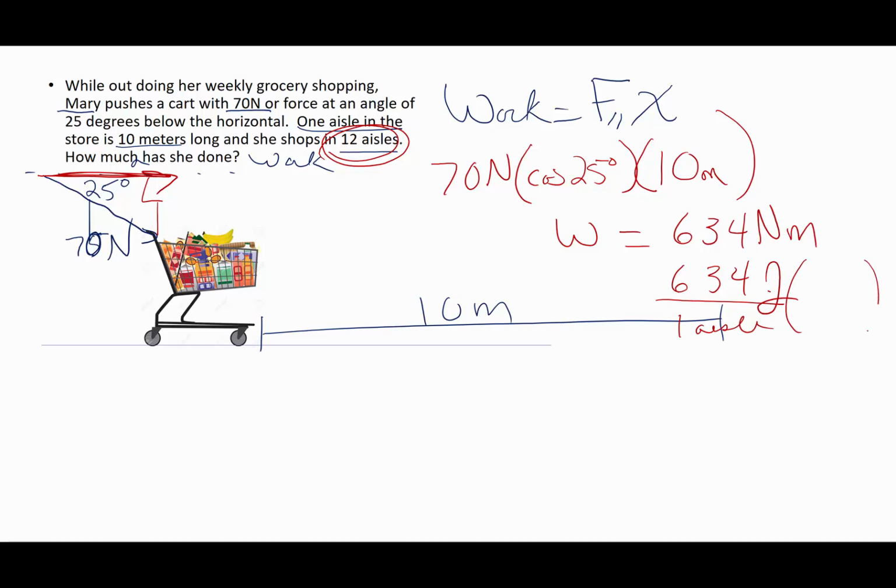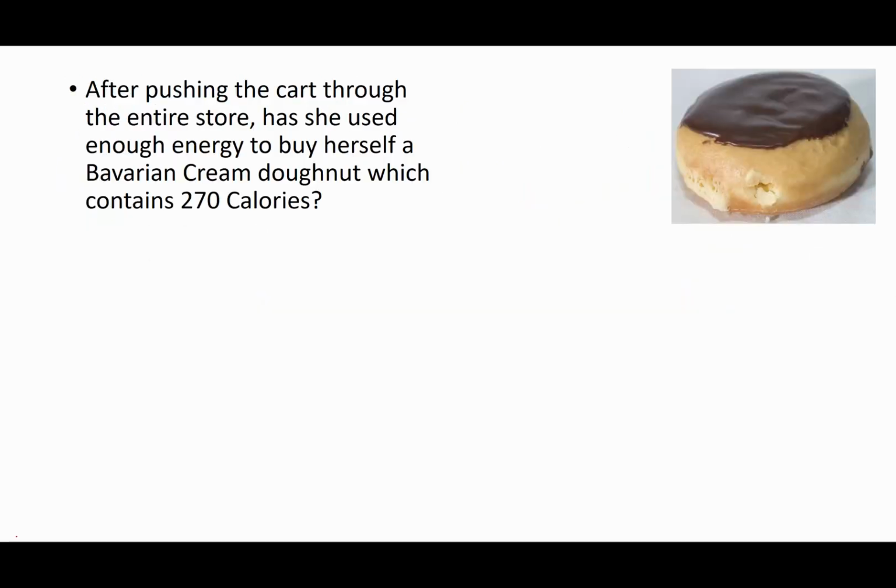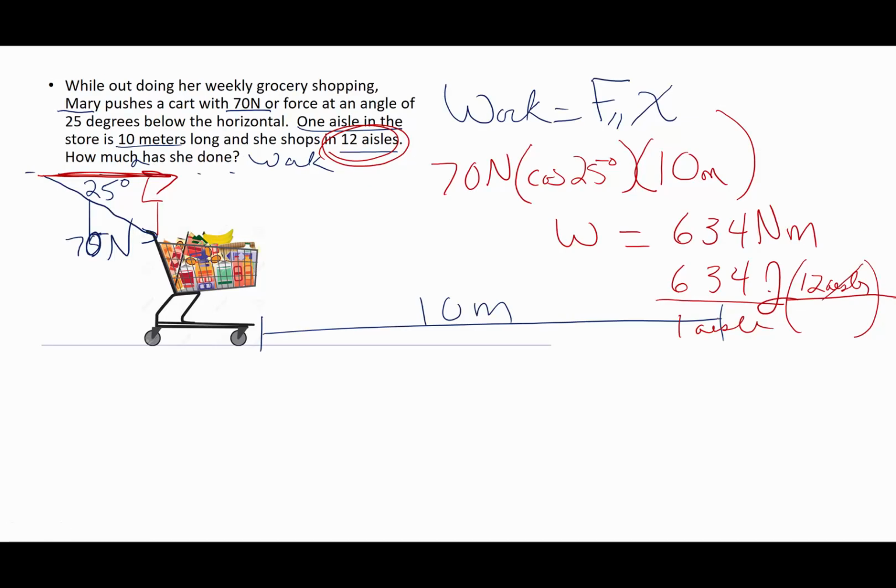And so I want to know, if I go down 12 aisles, how much energy do I use? Well, that's going to be 12 times 634. Total amount of energy, 7,608 joules. That's a lot of energy.